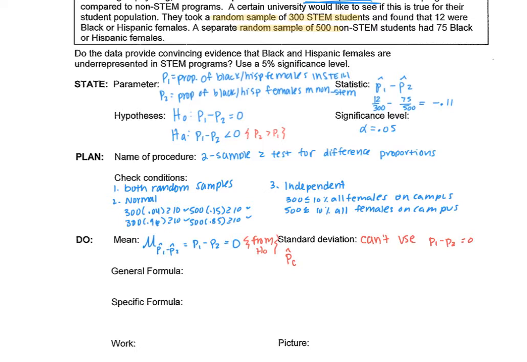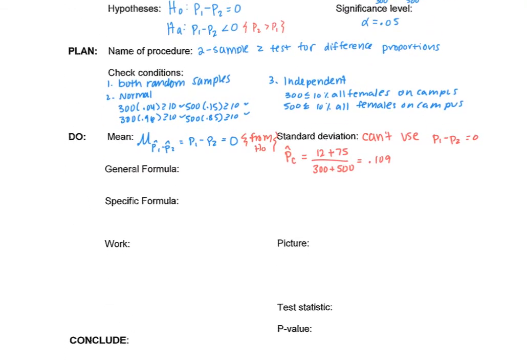It's called the combined p hat, and it's where you have the total of the numerators over the total of all the samples. So that ends up being 0.109. We're going to use our pooled or combined proportion instead of using our null hypothesis value to get the standard deviation. So you always need to use this. This is not on the formula sheet. You have to know to combine these proportions.